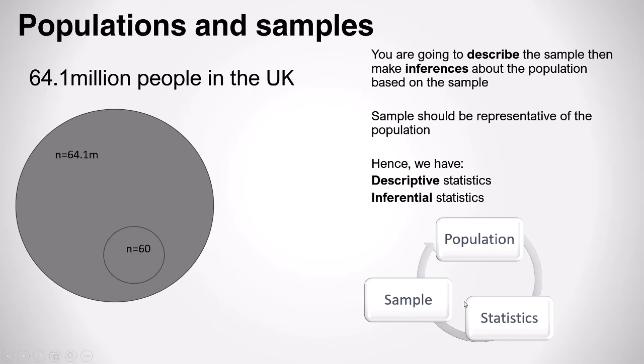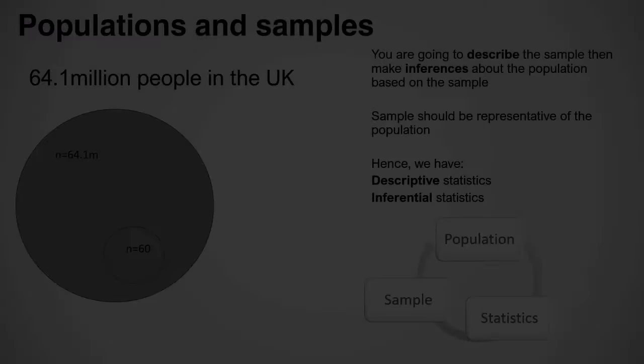And that's really all statistics are. You've got two different types. You've got descriptive statistics, which allow you to describe the sample, and then inferential statistics, which link the sample and the population and allow you to draw whatever conclusions you want to draw.